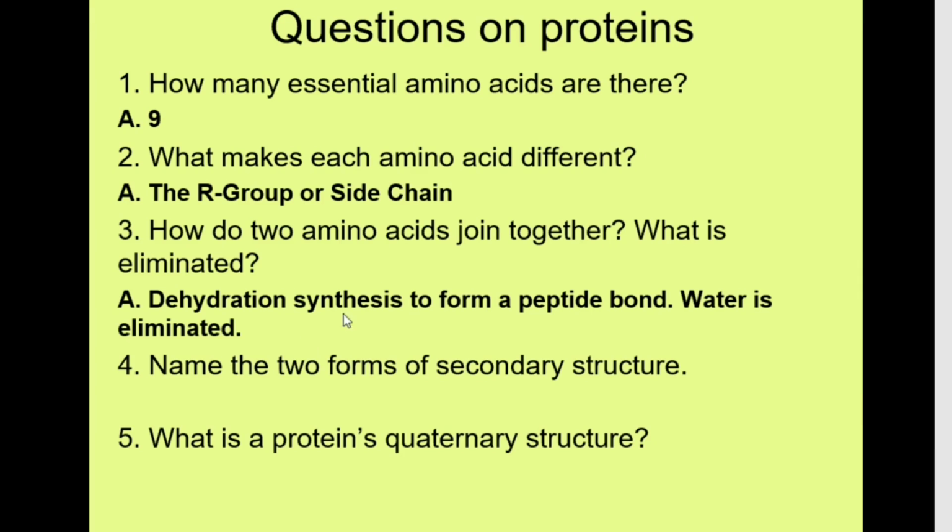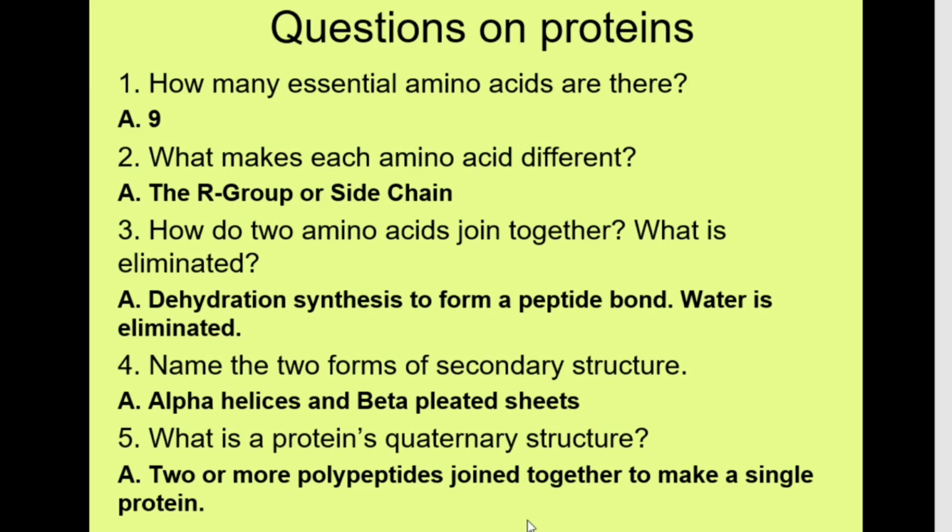Okay, number 4, name the 2 forms of secondary structure. Well, they are alpha helix or alpha helices and beta pleated sheets. And remember, secondary structure is created by hydrogen bonds between the backbone elements of the polypeptide. And then number 5, what is a protein's quaternary structure? Well, it's when 2 or more polypeptides join together to make a single protein. So hopefully you did okay with those.